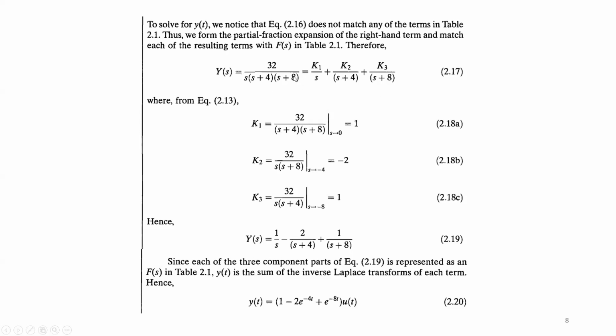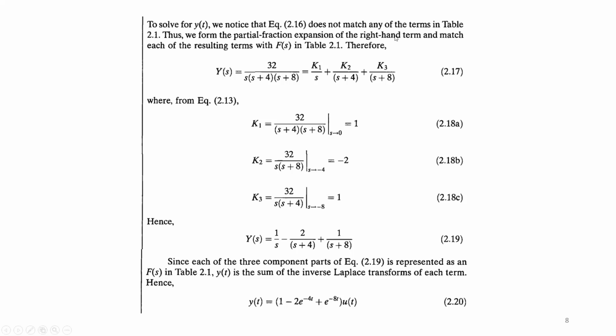See, they have used the k. This is three terms: s, s plus 4 and s plus 8. Just use these things: k1 by s plus k2 by s plus 4 plus k3 by s plus 8. So what would be the k1? K1 is 32 by s into s plus 4 into s plus 8.